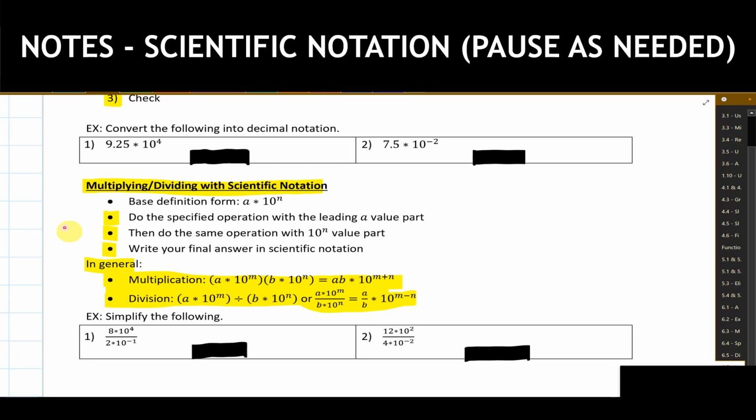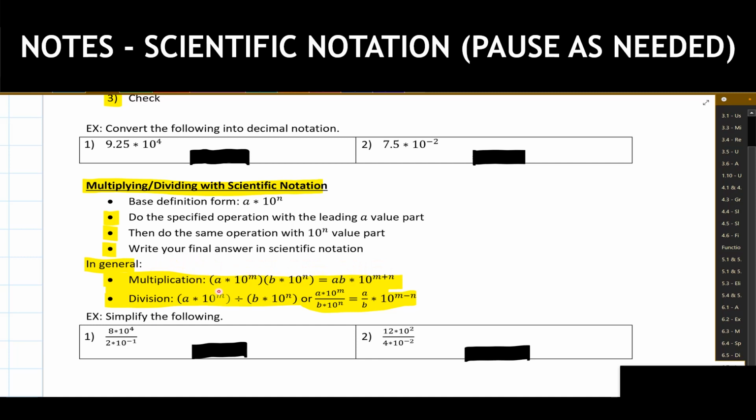The main thing that we are going to be doing is multiplying or dividing these scientific numbers together in very specific parts. If we see here, we're going to do the operation with the leading A values. That could be a 1 point something, a 5 point something, 2 point something, whatever it may be. And then we're going to do the operation where we're multiplying the 10 to the nth power together. We're going to write our final answer in scientific notation. Our general way of writing this out assumes that we have everything written in scientific notation at the very beginning of the problem.